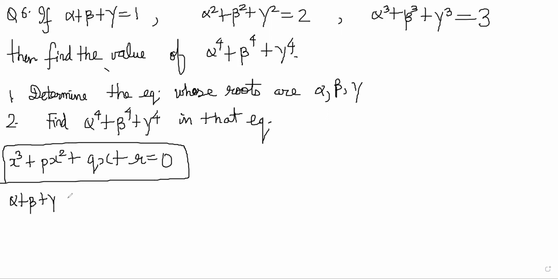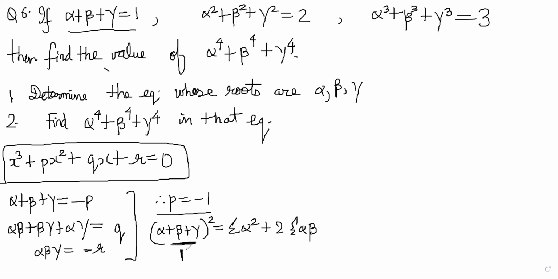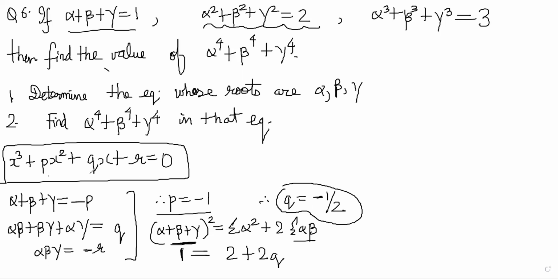So you have alpha plus beta plus gamma is equal to minus p, correct? And alpha beta plus beta gamma plus alpha gamma is equal to plus q, and alpha beta gamma is equal to minus r. These are Vieta's relations, but we already know alpha plus beta plus gamma is 1. Therefore, p is equal to minus 1, right? Also, we can put the identity (alpha plus beta plus gamma) whole square is equal to summation of alpha square plus 2 times summation of alpha beta. Therefore, this part is 1 and is equal to summation of alpha square plus beta square plus gamma square, which is equal to 2, because that is given to us here, plus 2 into this summation, which is equal to q. So therefore, you get q is equal to minus 1 by 2, right? q is minus 1 by 2. So we have already found p and q here.